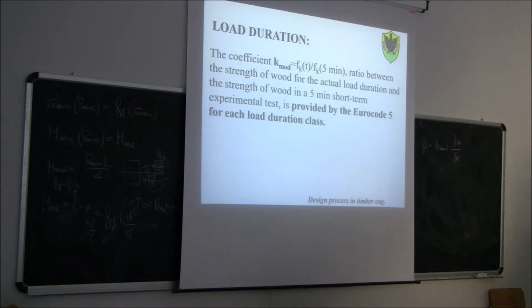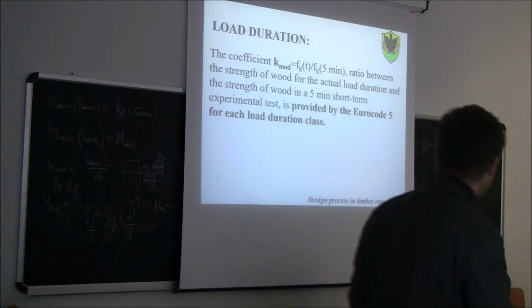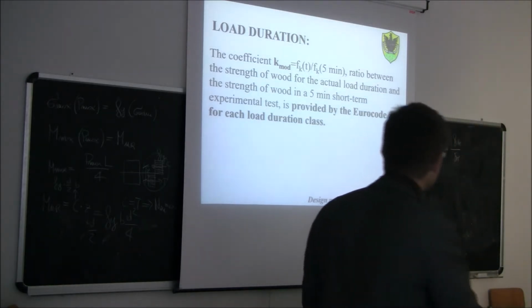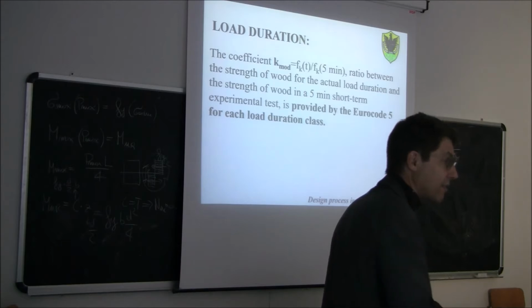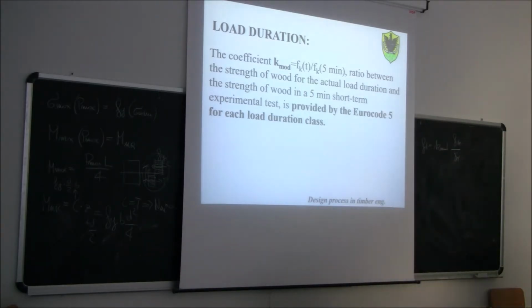Okay? Instead, for timber, we can't do so, because in order to be conservative, we should be using a K mod of 0.6, always. While instead, we will see that K mod can range between 0.6 and 1.1, even more than 1. So our design would be too uneconomical. So, in the end, we have a table from Eurocode 5, where we can find the value of K mod depending on the load duration class.